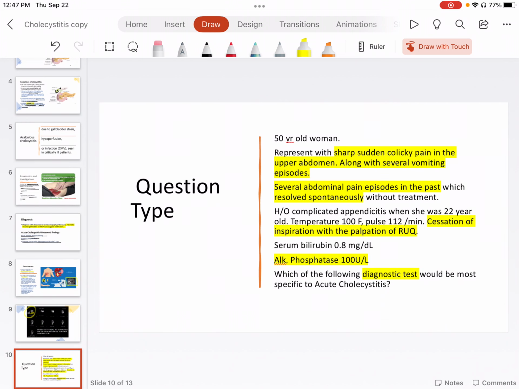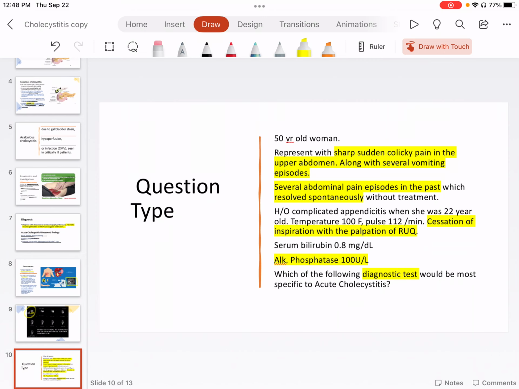Now we are ready for the question for the day to test our knowledge. A 50-year-old woman presents with sharp, sudden colicky pain in the upper abdomen, along with several vomiting episodes. She has had several abdominal pain episodes in the past which resolved spontaneously without treatment. History of complicated appendicitis when she was 22 years old. Temperature is 100 Fahrenheit, pulse is 112 per minute. Cessation of inspiration with palpation of the right upper quadrant. What is that? It is Murphy's sign.